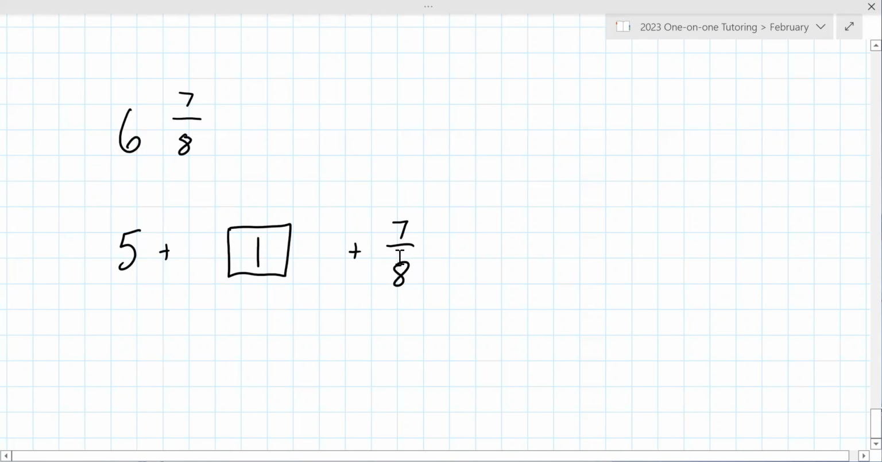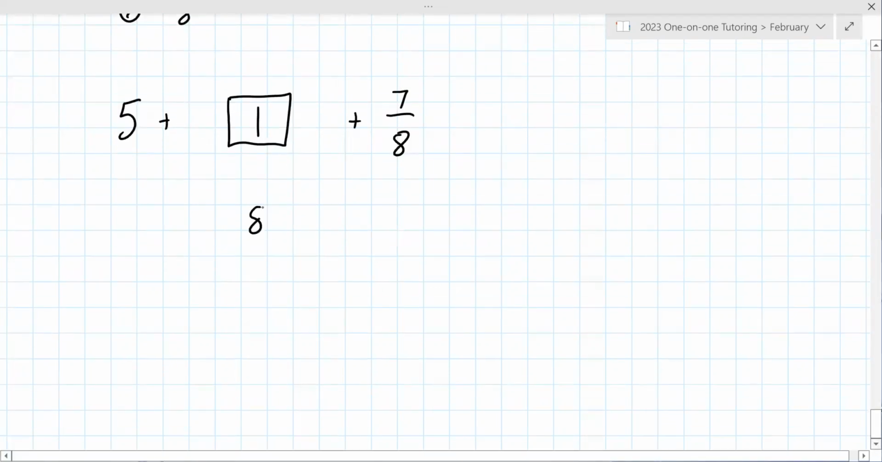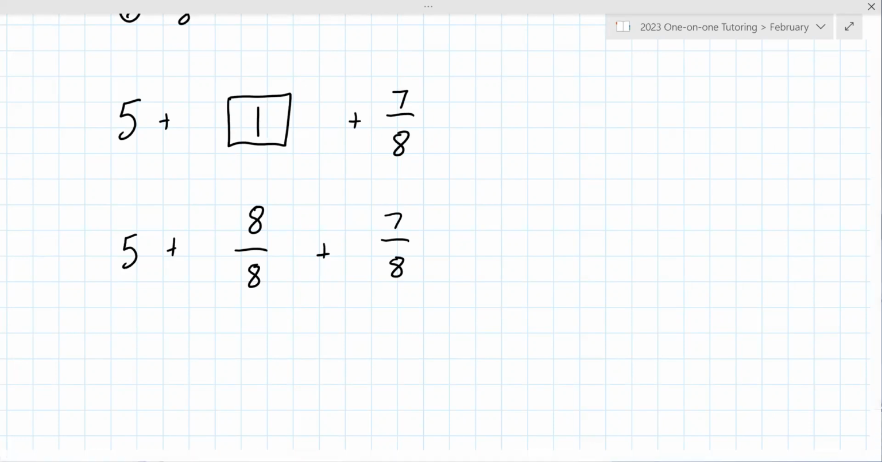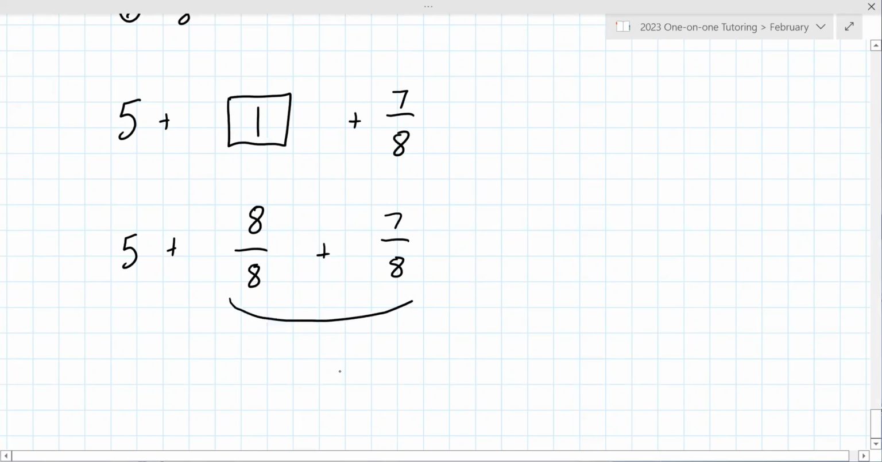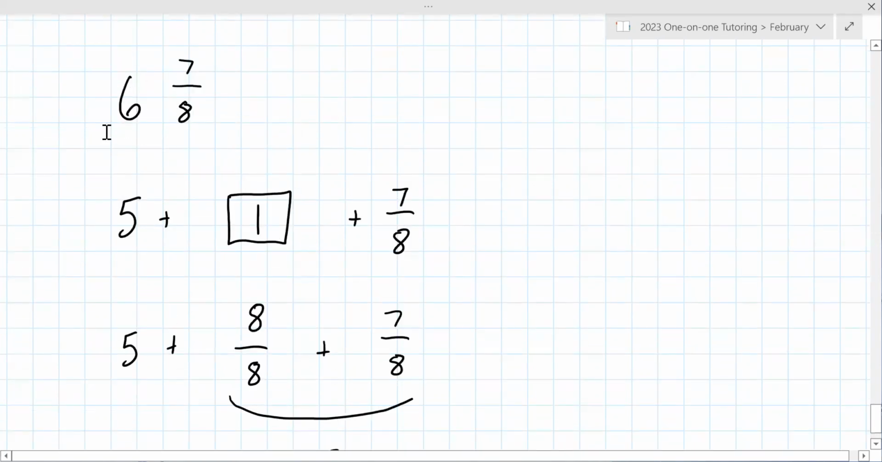What is the denominator on the right? 8. So we're going to rewrite 1 as 8 divided by 8 plus 7 divided by 8. What do the fractions on the right add up to? 15 over 8. Good. Now, do you understand the process? We're taking this whole number, splitting it apart, making the fraction that's the same as the one on the right, and then adding the fractions together.